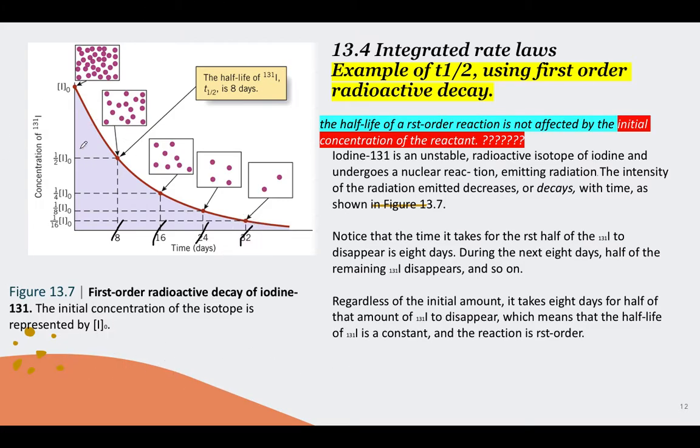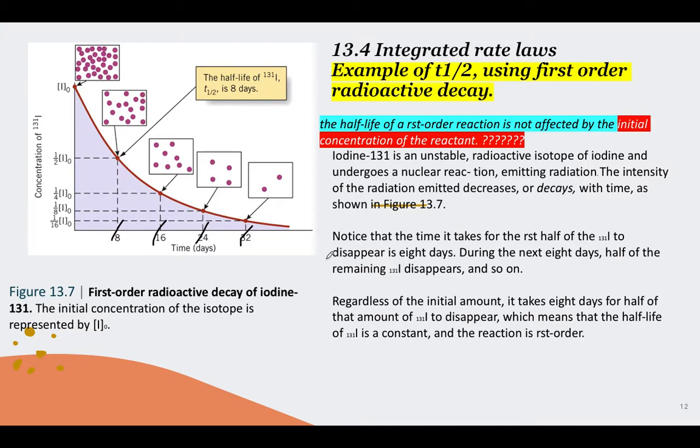Here, if we look at one thing, it doesn't depend on how many particles. If the concentration of molecules is high, it takes 8 days to halve. But from this point, to again halve it, we need another 8 days. If we notice this reaction, what can we get from here? The half-life of a first order reaction is not affected by the initial concentration of the reactant. You can see that here.